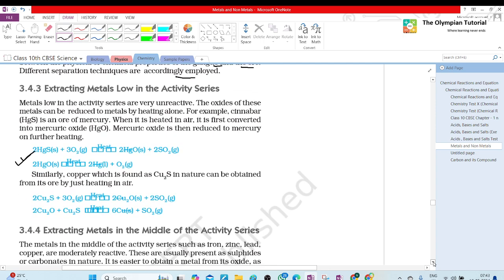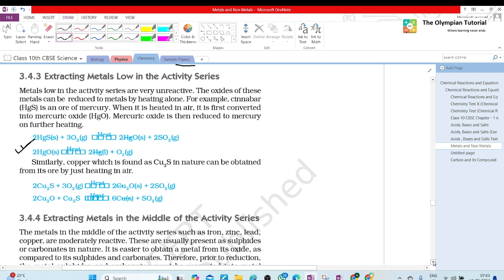Metals low in the activity series are very unreactive. The oxides of these metals can be reduced to metals by heating alone. For example, cinnabar is an ore of mercury. You have to learn this. You can get this question as objective type. Cinnabar, that is HgS, is the sulfide ore of mercury.